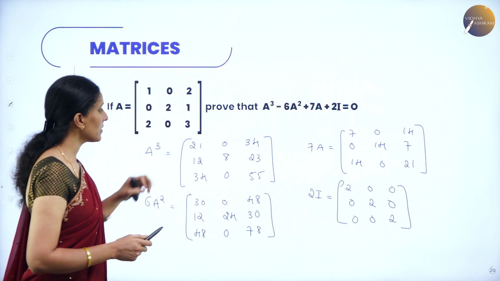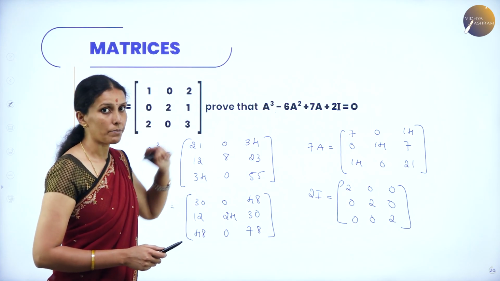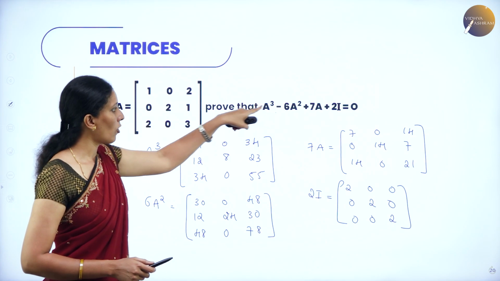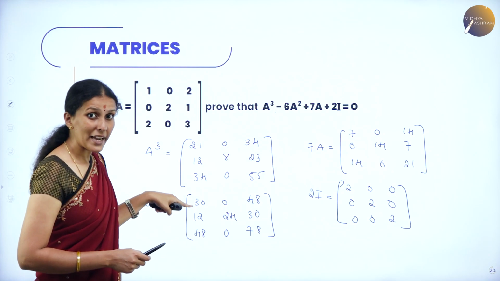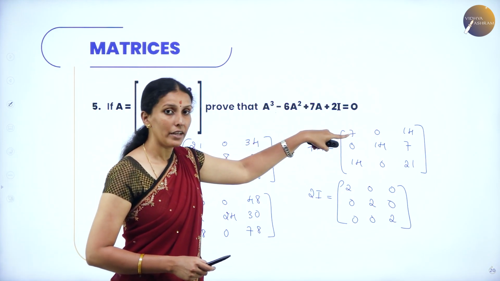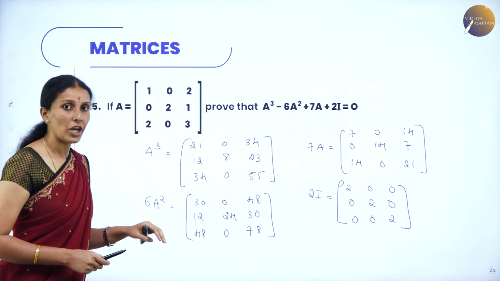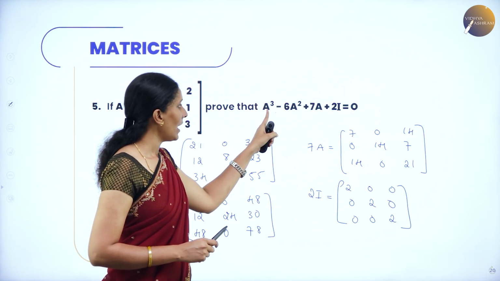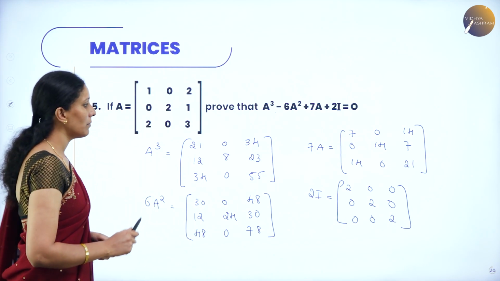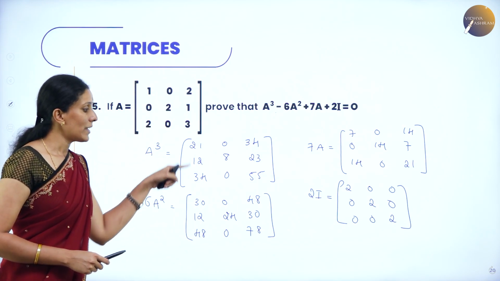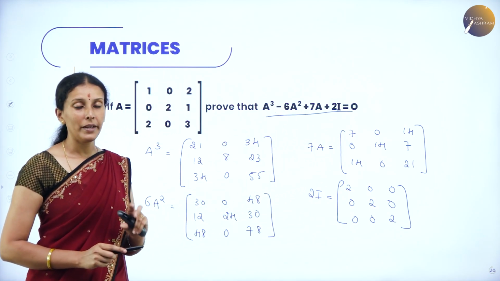Then add them. Add means add the corresponding elements, and wherever you need, you have to subtract. For example, if I take the first element according to the given equation, we have 21 minus 30 as minus 9. Minus 9 plus 7 is minus 2. Minus 2 plus 2 is 0. Similarly, for each corresponding element, subtract 6A square from A cube, then add 7A, then add 2I. So the resultant matrix will become 0. Hence, by substituting all the values in the given equation, the resultant matrix will be a null matrix.